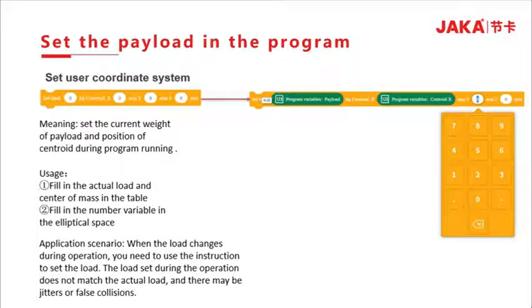If the weight of the product itself is relatively heavy, for example 2 or 3 kilograms, when the product is clamped by the jaw in the program, the load of the mechanical end will undergo a large change. At this time, we need to use the load setting instruction to tell the robot that the end load has changed. When we put down the product, the load on our hand will become smaller. So we also need to use the load setting instruction to tell the machine the current load and the position of the center of mass.